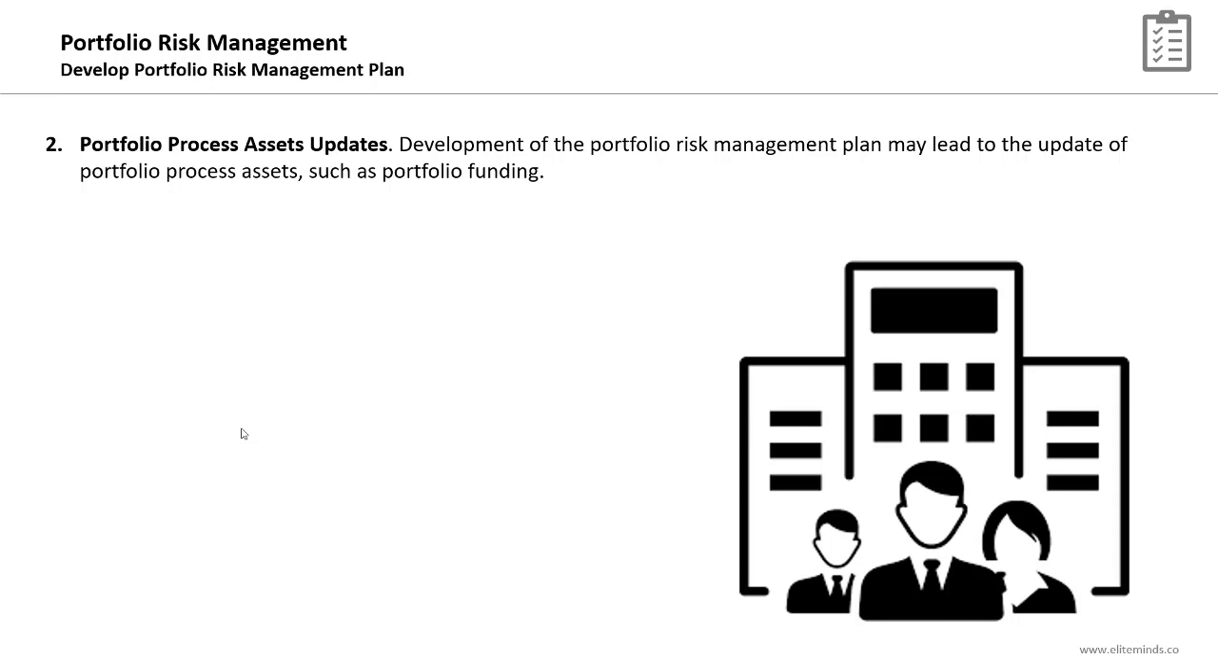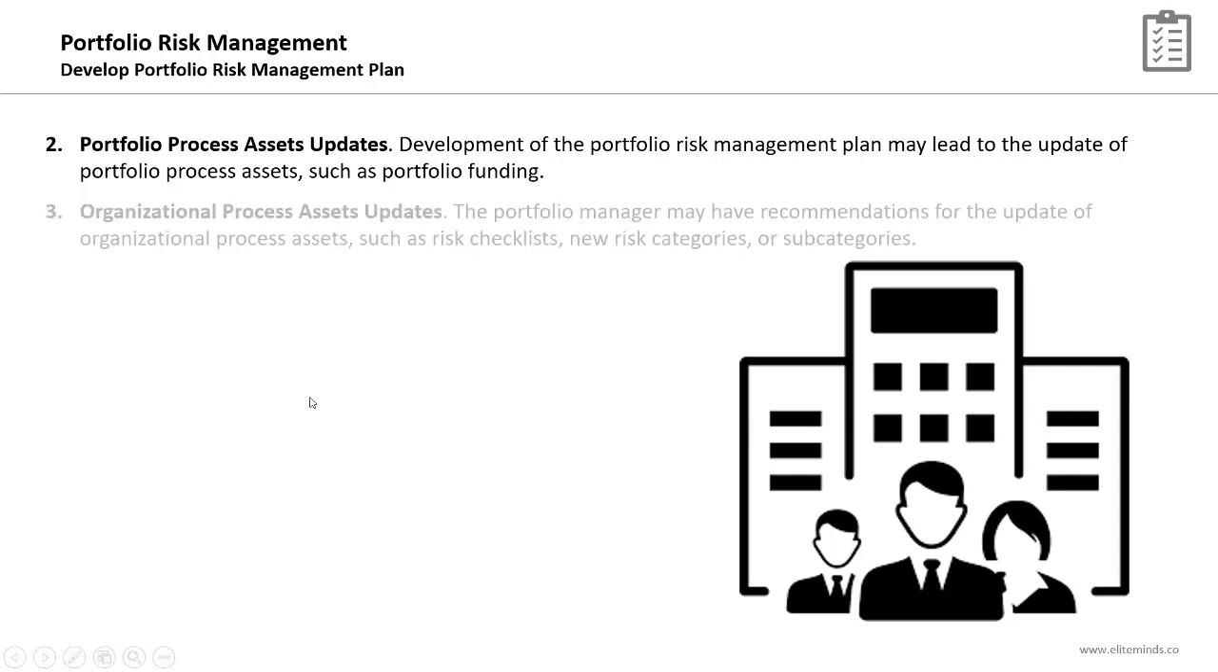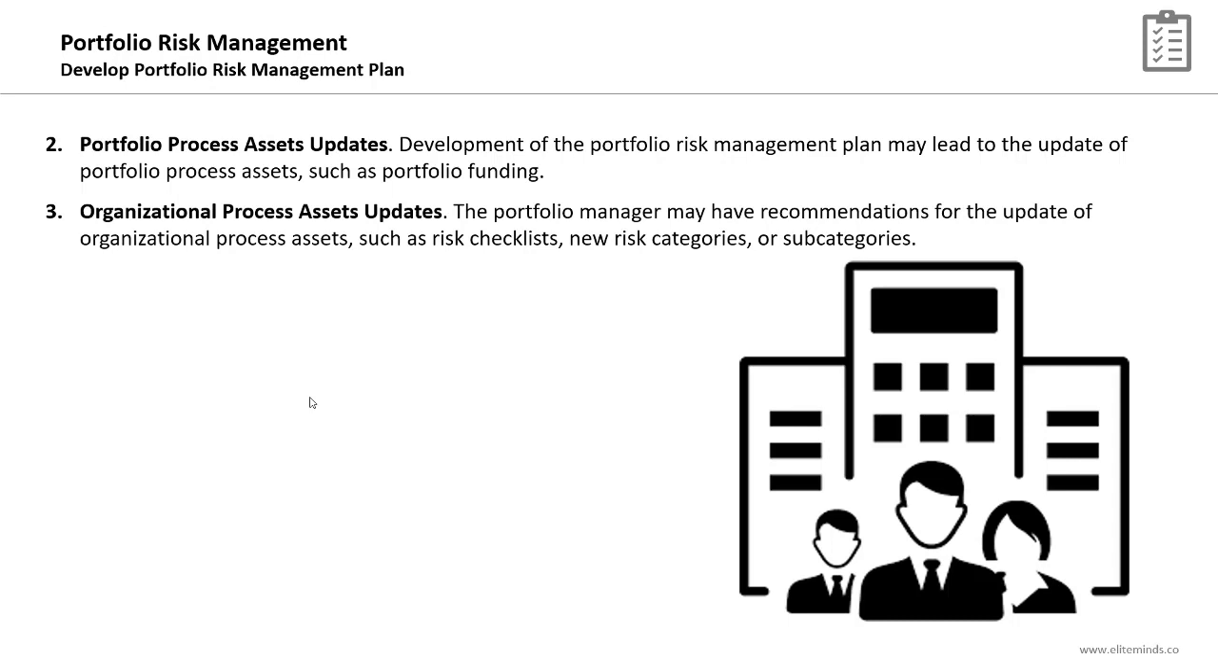The second output of this process will be updates to the portfolio process assets. Due to the development of the portfolio risk management plan, you might update the portfolio funding, for example, to cover the budget of conducting the risk management activities. Another update to the organizational process assets might occur as an outcome of this process. Such updates include the risk checklists, new risk categories, or subcategories.